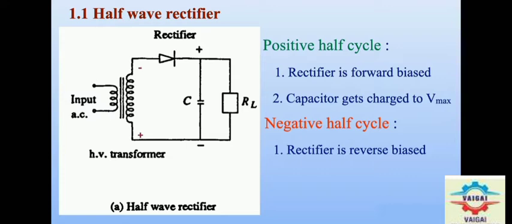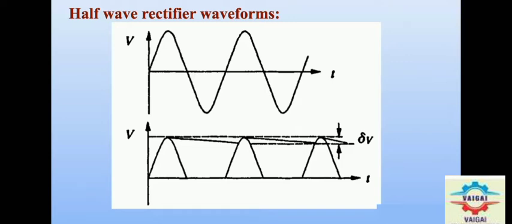Now the capacitor is discharged from the voltage Vmax. The current flowing direction is given by the red color symbol. The capacitor discharges through RL. In the positive half cycle, the capacitor gets charged to Vmax since the rectifier is forward biased. In the negative half cycle, the rectifier is reverse biased and the capacitor discharges through RL.